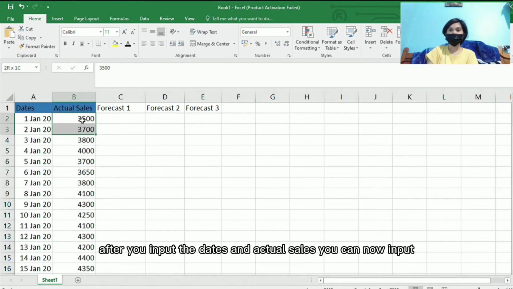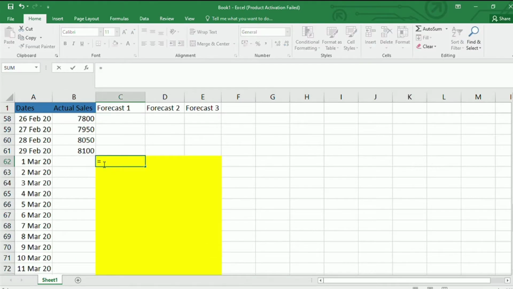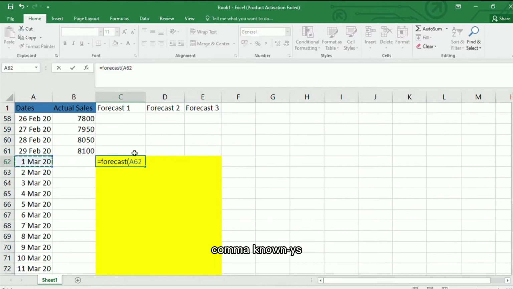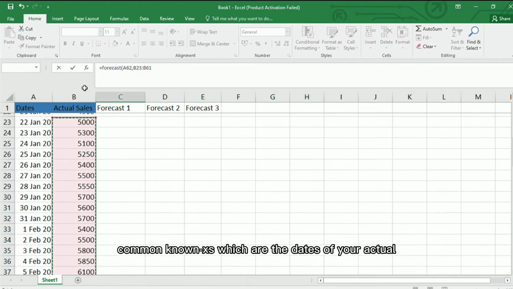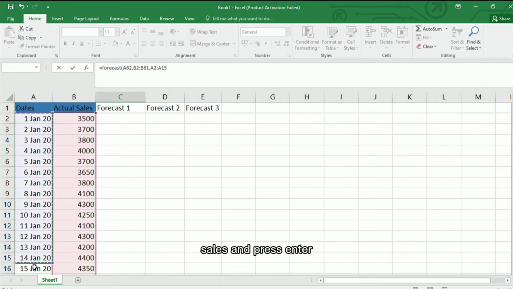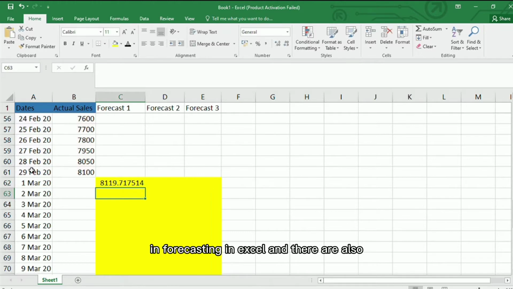After you input the dates and the actual sales, you can now input the formula equals forecast parenthesis X, which is the current date, comma known Y's, which are your actual sales, comma known X's, which are the dates of your actual sales, and press enter. This is the simplest formula that you can use in forecasting in Excel.